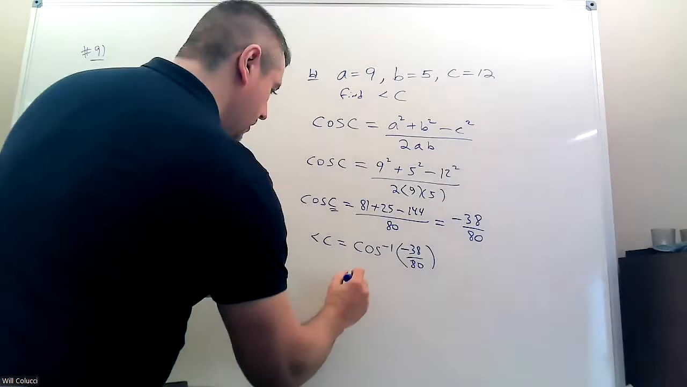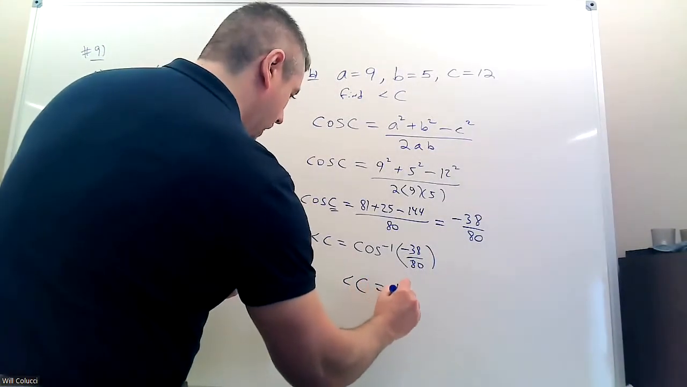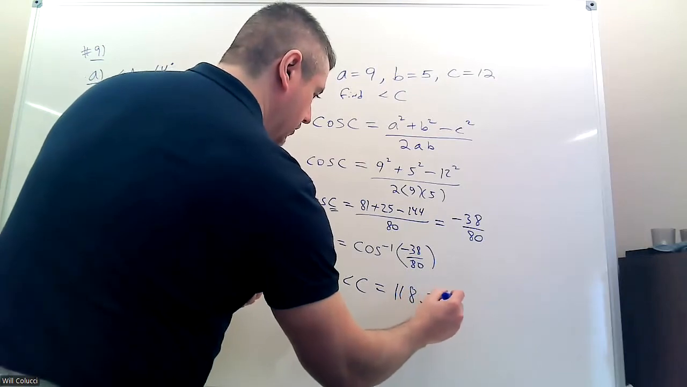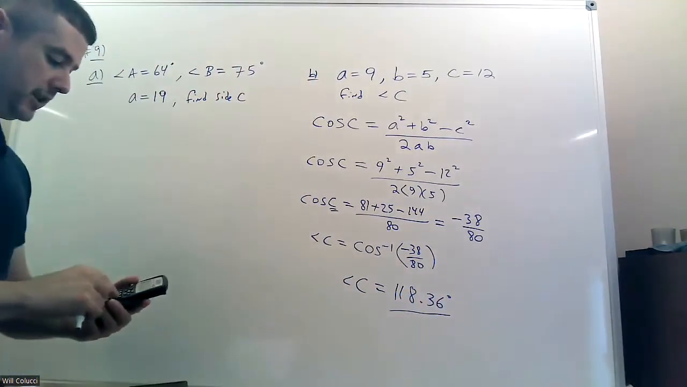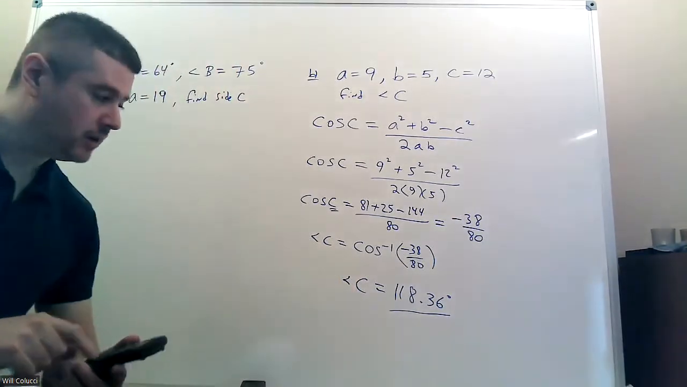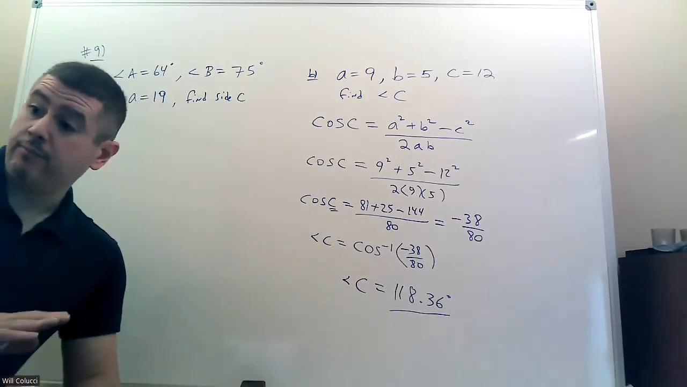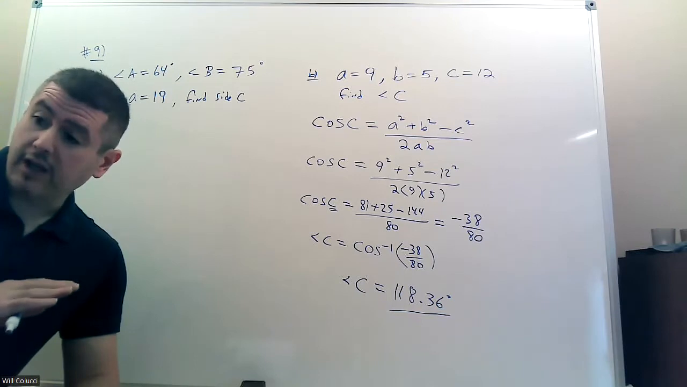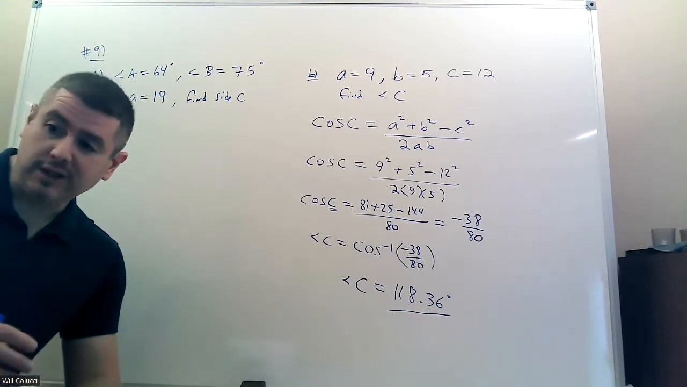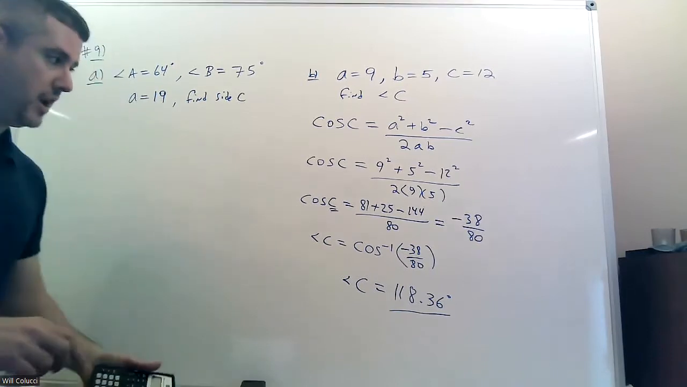All right, so angle C is 118.359, so I'm going to put 118.36. It's an angle, so please put the degree symbol. I don't like the way my angle symbol came out. So, very straightforward. It's just plugging into a formula. You must know the law of cosines, so please know what it is.